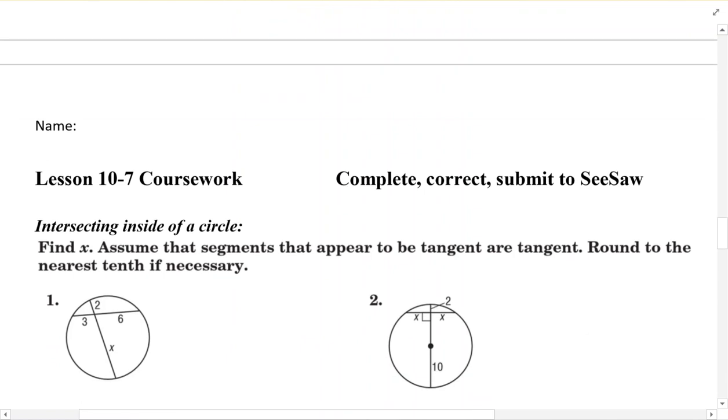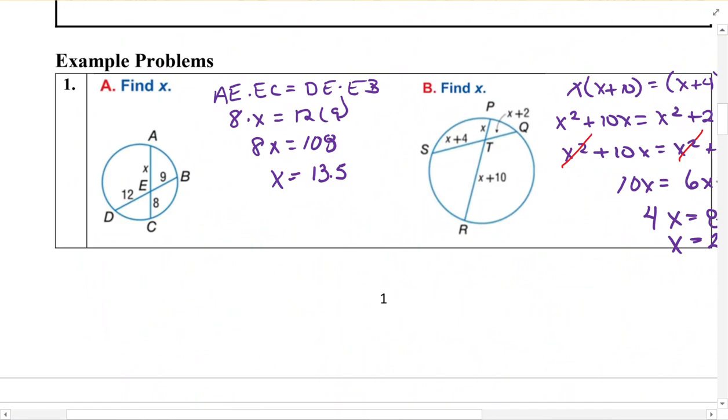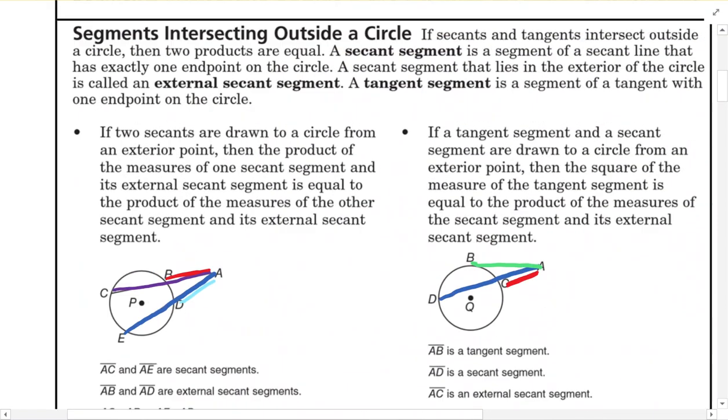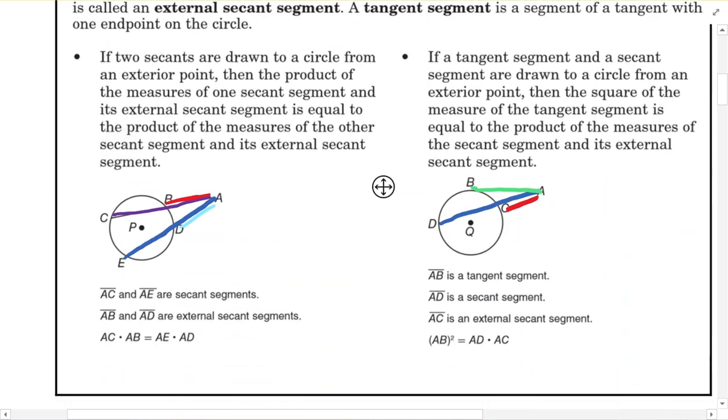And that concludes the lesson for 10.7. As you do the work, I would have this first page out so that you can see the different formulas that you need for inside of the circle and the two for outside of the circle.